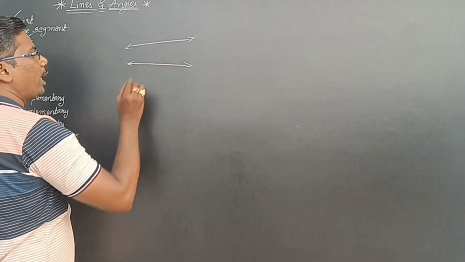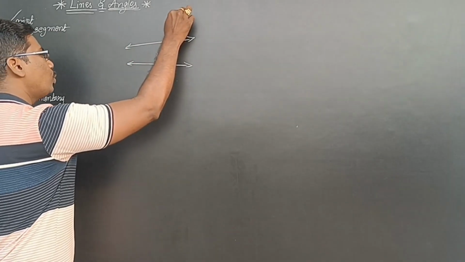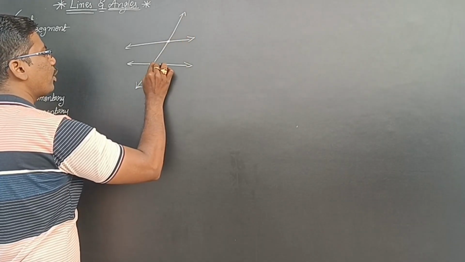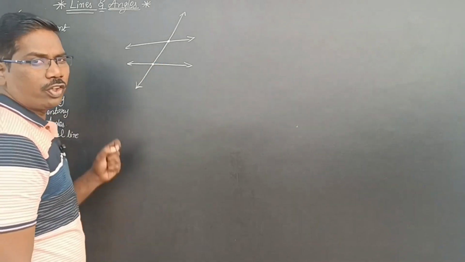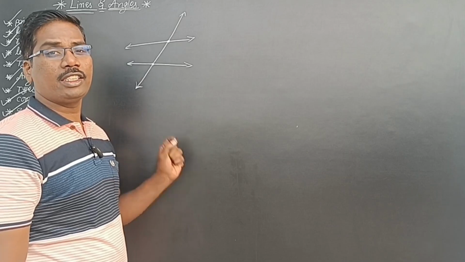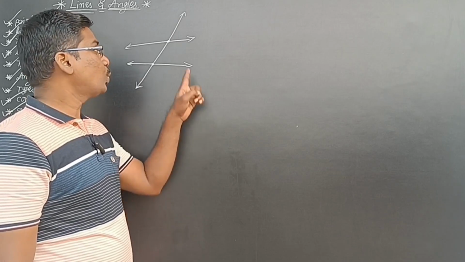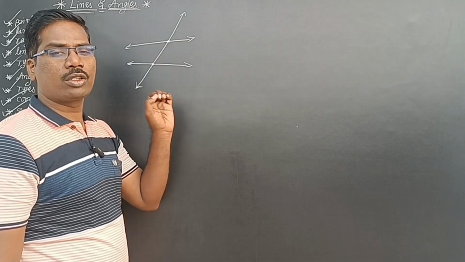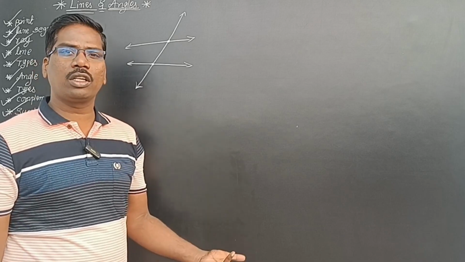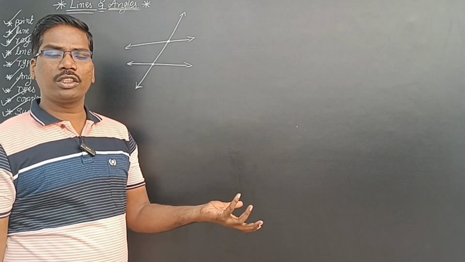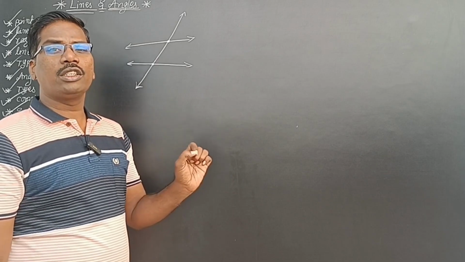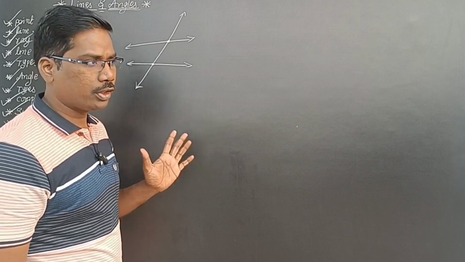See, these are the two lines. If two lines are intersected by another line at two different points, that is called a transversal line. Not only two lines, if you take three lines also, that is also a transversal line. If you take four lines also, that is also a transversal. If two or more lines are intersected by a line at different points, then that line is called a transversal line.